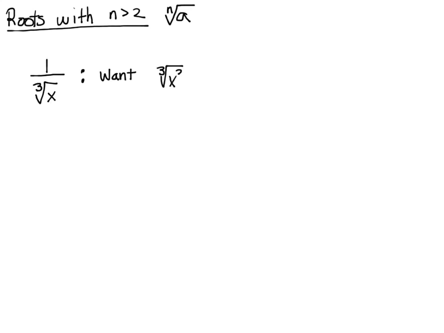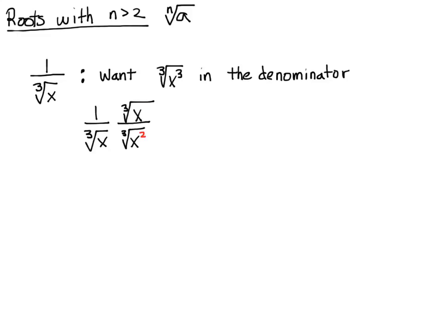What we want is the cube root of x cubed in the denominator. So what we have to do is multiply it by whatever it takes to get to that x cubed. And so in this case, if we multiply it by the cube root of x squared, then those things turn out to be the cube root of x squared over the cube root of x cubed. And so then that bottom radical will drop out.